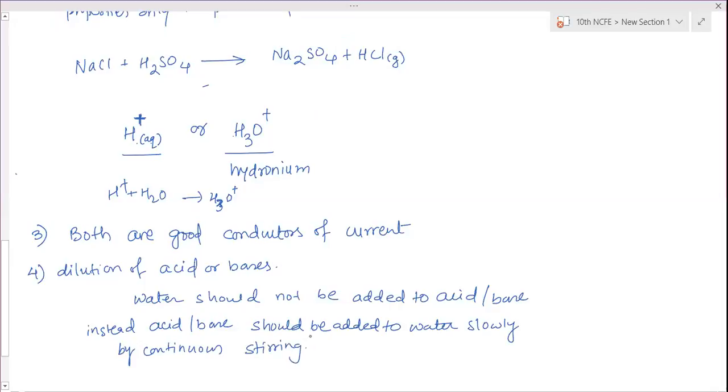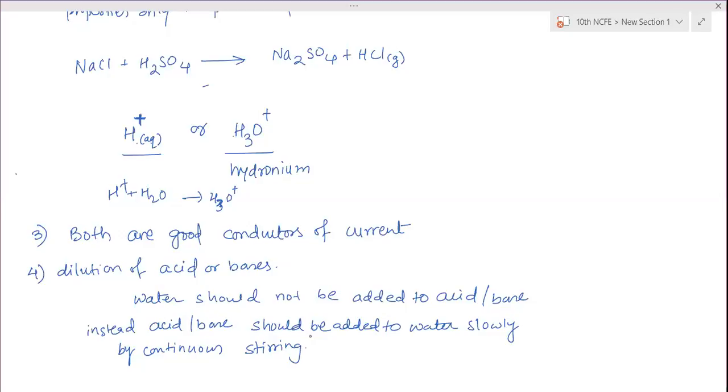So why does this precaution have to be taken? The reason? Adding water to acid is highly exothermic, so it can splash out and it's harmful. In the first case, when we add water into acid, the amount of acid is more than water. Therefore, a large amount of heat is produced, due to which the acid or base gets converted into vapors and causes harm to people standing nearby.